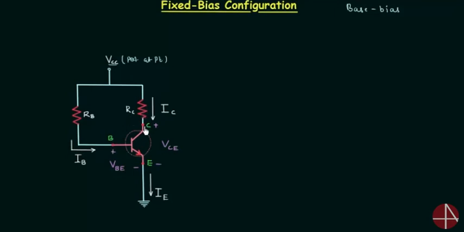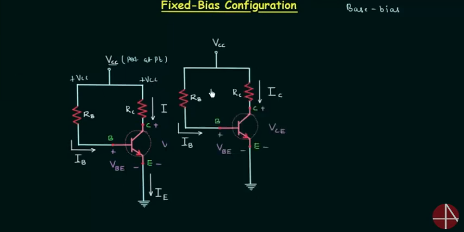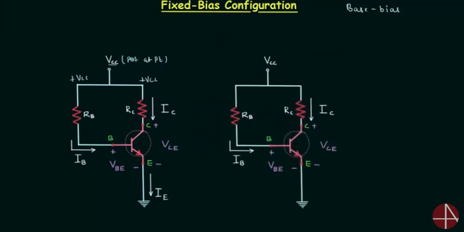RB is the resistance connected in series with the base, and RC is the resistance connected in series with the collector. The potential at this point is equal to plus VCC, and the potential at this point is also equal to plus VCC. So we can redraw this circuit, in which the potential at this point is equal to plus VCC, and the potential at this point is also equal to plus VCC.